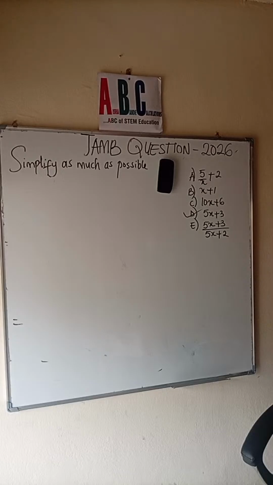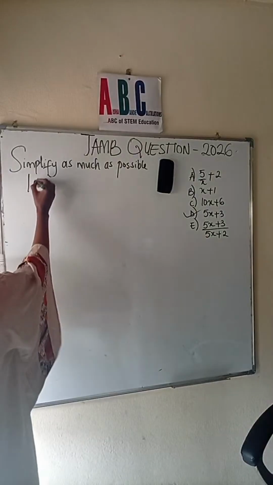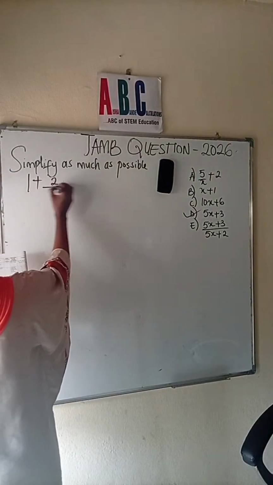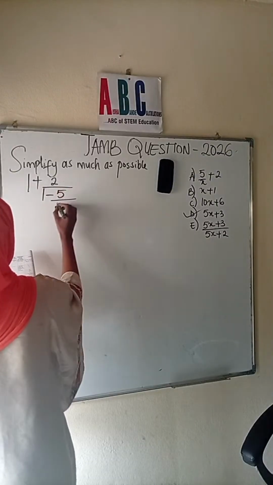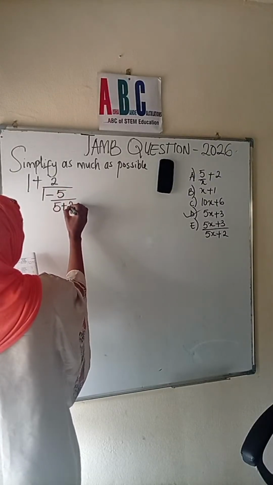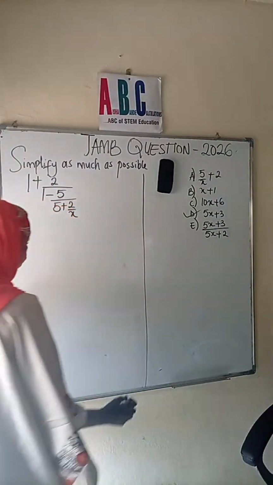So let's do this. Please, there's no need for argument about the timing. Guys, please keep tapping on your screen. For those that say we should explain again, let me rewrite the question. The question is 1 plus 2 over 1 minus 5 over 5 plus 2 over x. This is the question. So I'll be doing my rough work here.